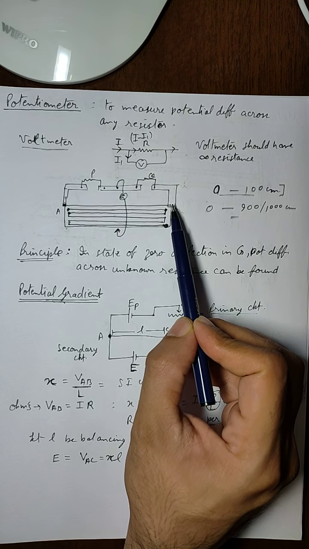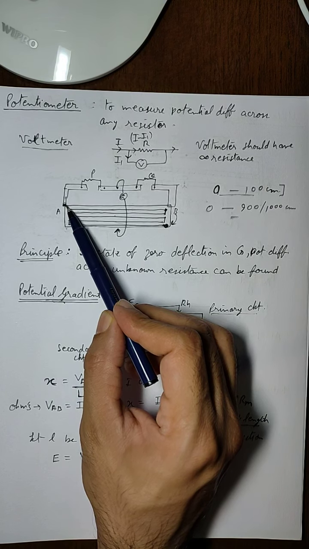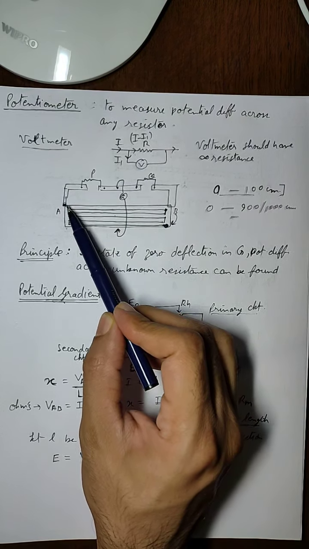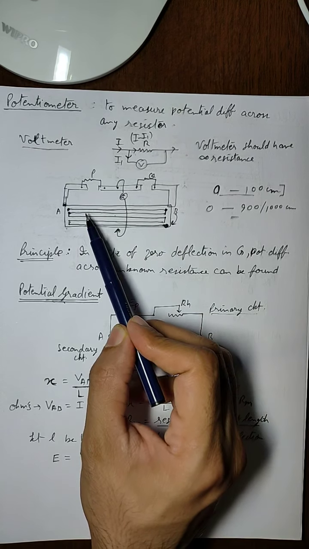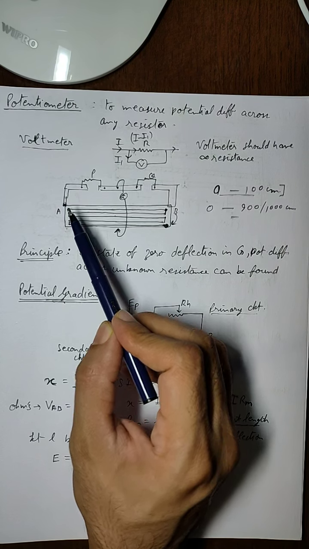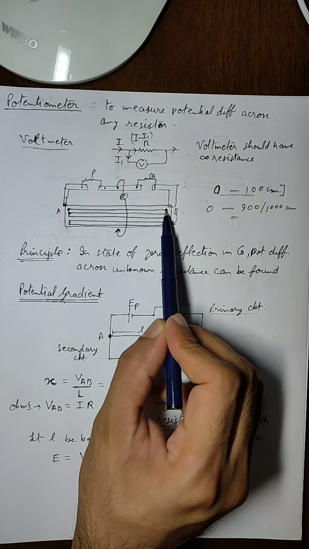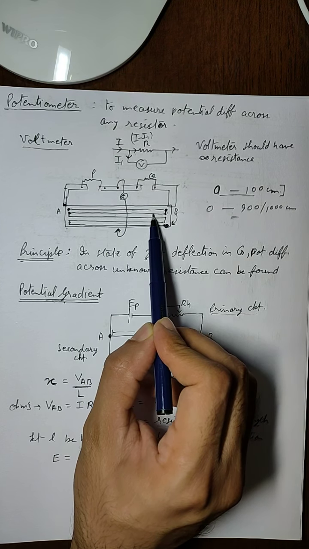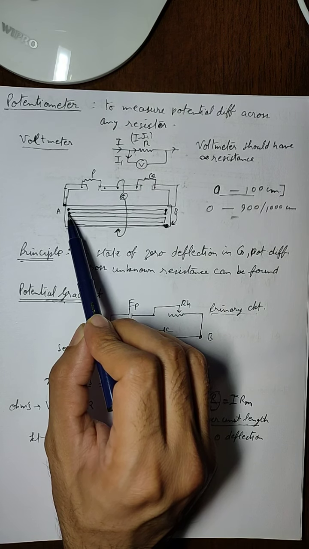As you can see, it is very much similar to meter bridge. The only difference is that in meter bridge there was only one wire of 1 meter, only one wire of 100 centimeter between the points A and B, but here there is a group of wires. This is the point A, and the wire starts from here. A 1 meter long wire goes in this direction, then from here another 1 meter long wire goes in this direction. So as you can see, these two wires are in series with each other.